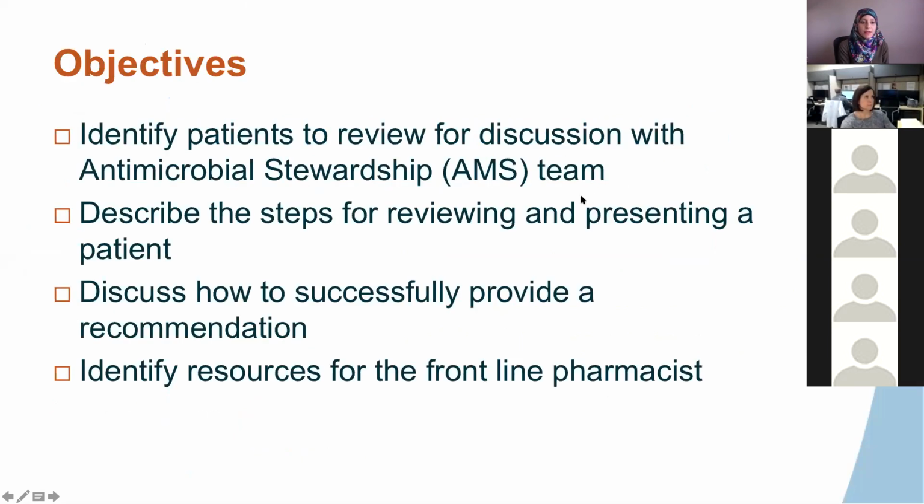Some of the objectives we want to go over: we want to start by figuring out how to identify the patients that we want to review for discussion for antimicrobial stewardship. Then we want to talk about the steps we take to review these patients and how to review this patient and successfully provide a recommendation. And finally, we want to talk about some of the resources that we have to help us with our stewardship recommendations.